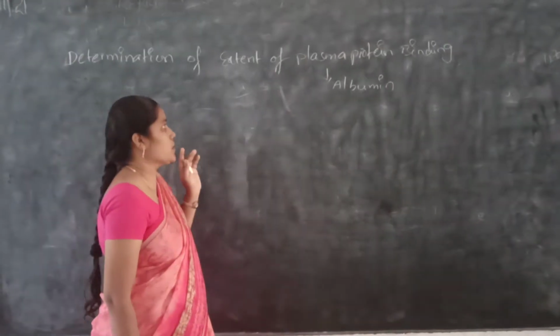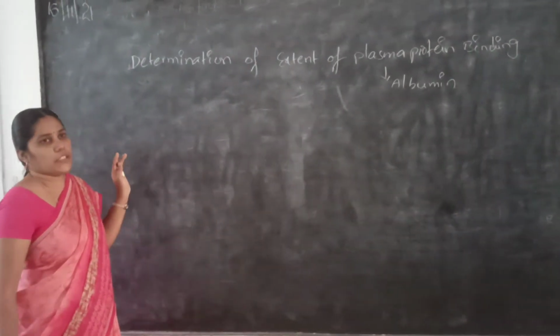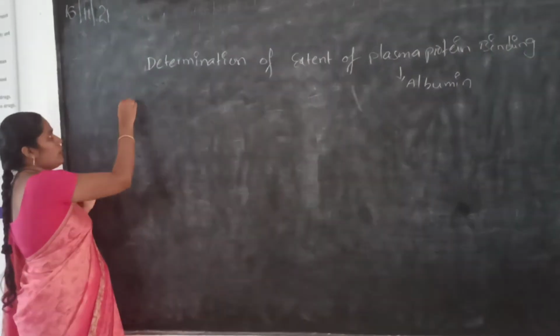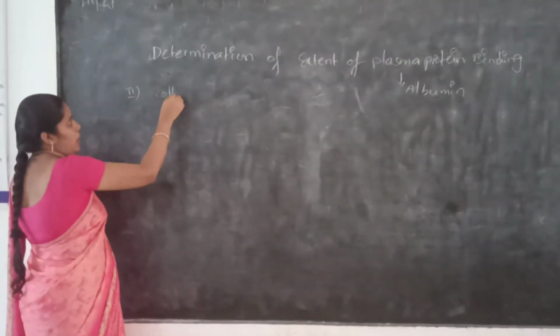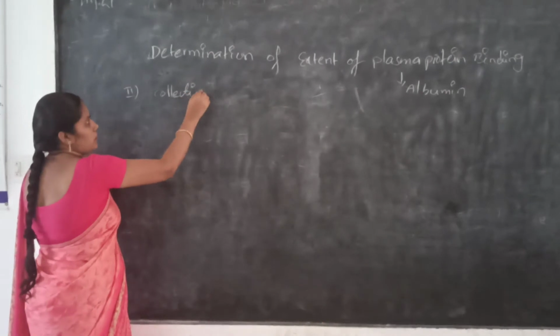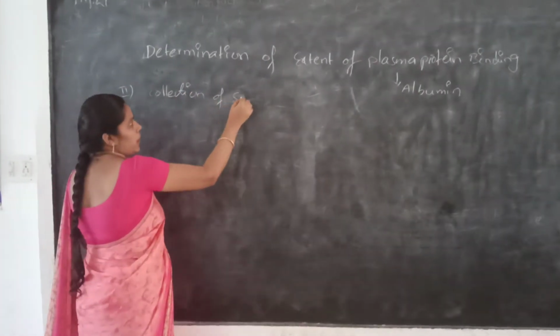So how can we estimate? For this experiment, we have two steps. In the first step, there is a separation or collection of the egg membrane. First step, collection of egg membrane.